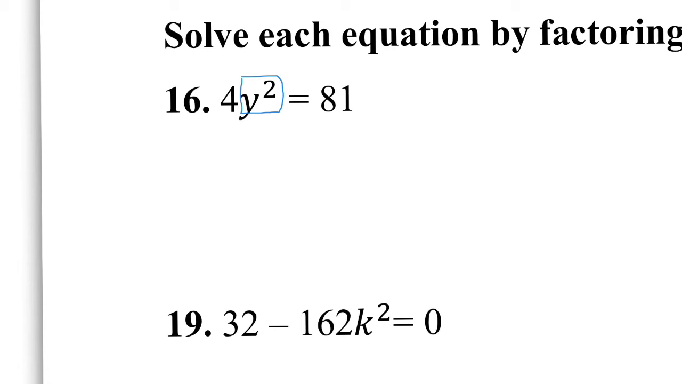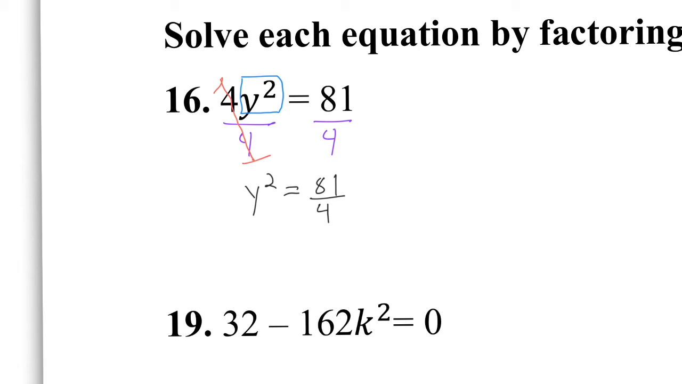When I'm multiplying 4 times y squared, I'm going to do the opposite in order to cancel the 4. So I divide by 4 on this side, divide by 4 on this side. So I get a 1 right here. Remember that 4 divided by 4 is 1. I don't need it. So I just have y squared equals 81 over 4.